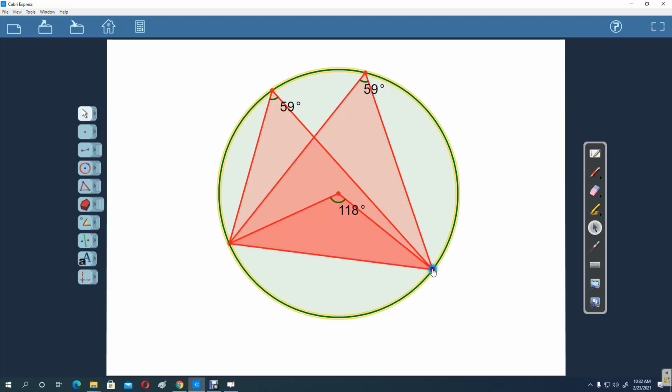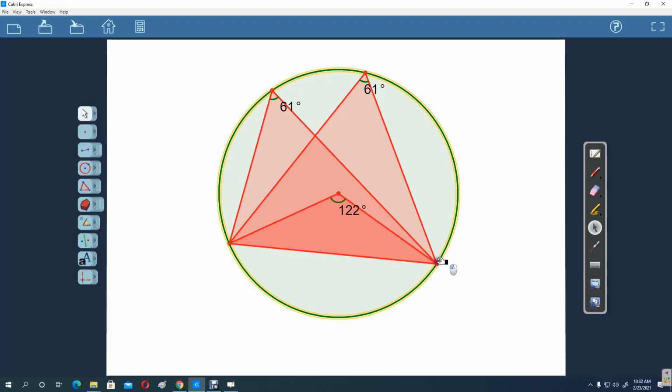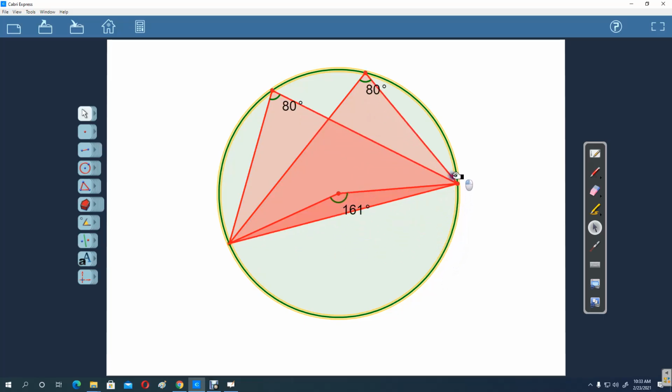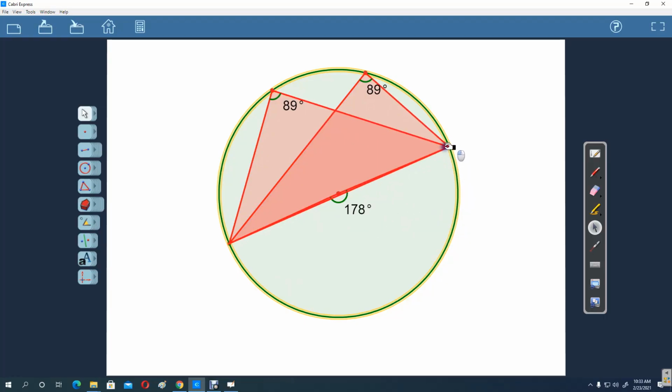the circumference, which means that if this angle here, which is now 122, if I move it up all the way until it becomes 180, then the angle at the circumference is going to be half of 180. And half of 180 is 90. So the angle at the center is 180, which means the angle at the circumference would be 90.